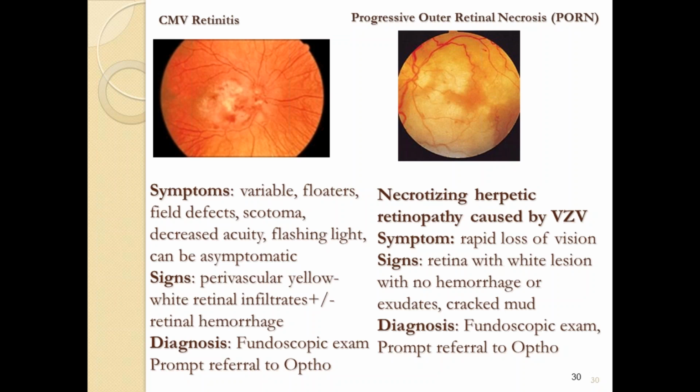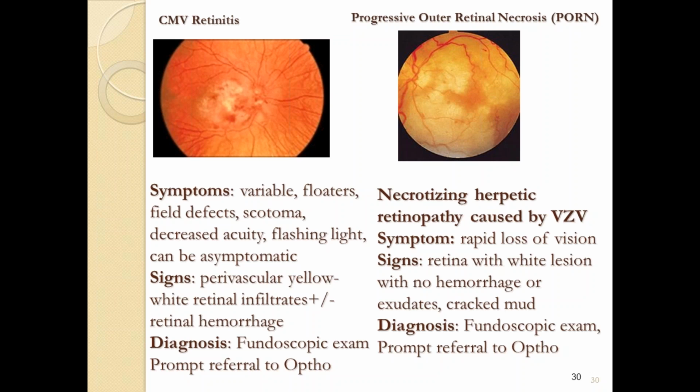On the right is PORN. This is caused by necrotizing herpetic retinopathy from varicella zoster, and this actually leads to a rapid loss of vision. You can usually see there aren't any hemorrhages, but you can see some white lesions. This isn't that great a picture for it, but sometimes it gives you a cracked mud appearance. And this is obviously an ophthalmologic emergency, with incredibly rapid loss of vision.